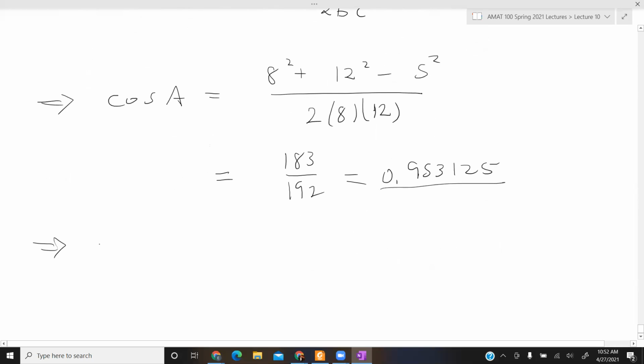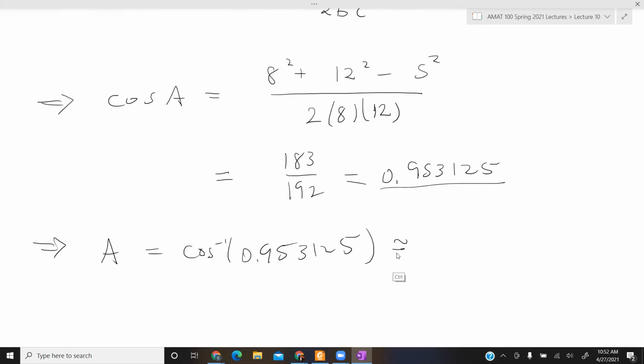So we can solve for it. We can say A is equal to cosine inverse of 0.953125. And to get that, you're going to have to use a calculator. In this case, you will get an approximation. This won't actually be equal to it. It's probably an irrational number, but I don't know, don't take my word for it. More than likely it is. So this will be approximately 18 degrees.